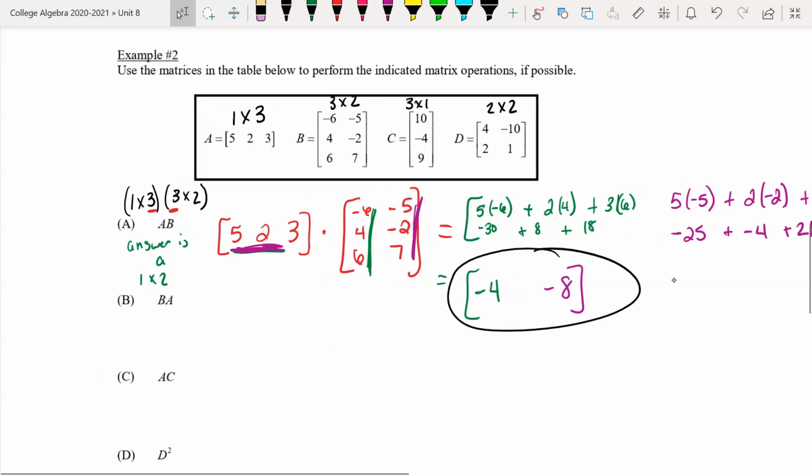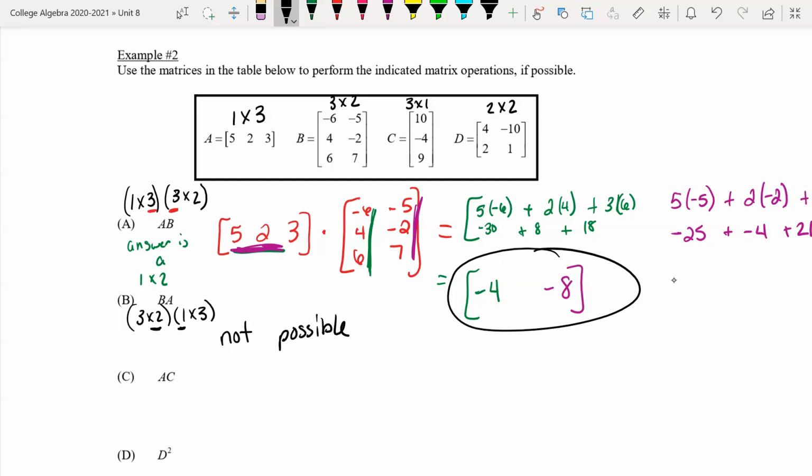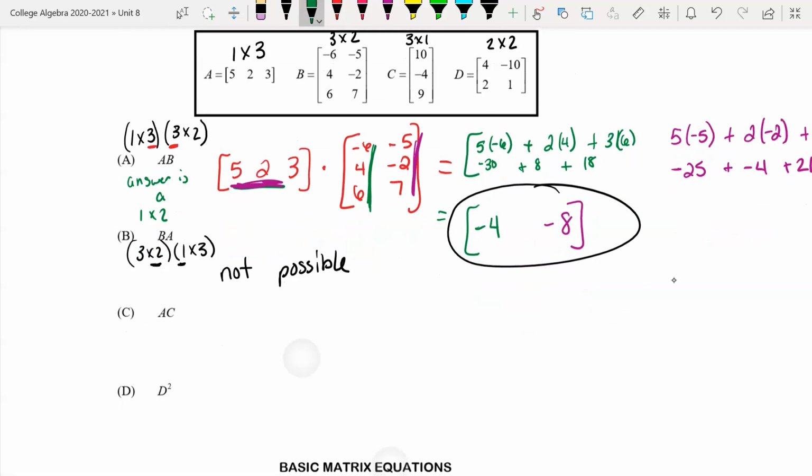BA, if we try that one, that's a 3 by 2 times a 1 by 3. Notice the inside numbers don't match up, so that is not possible. AC, you have a 1 by 3 times a 3 by 1. Numbers match up. Resulting matrix should be a 1 by 1.